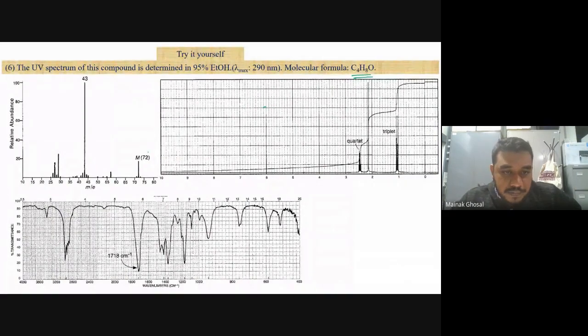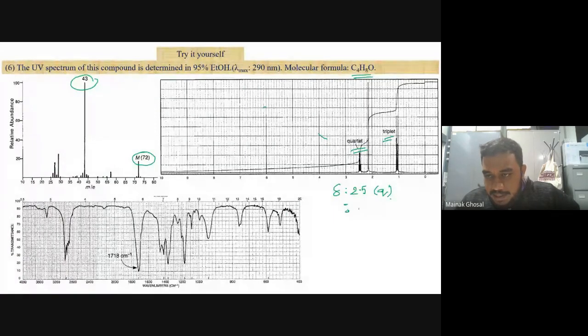C4H8O. This has a molecular ion peak at 72 and another peak at 43. In NMR, it is showing a quartet and also a triplet. The quartet is at almost 2.5. And also you can get a triplet at 1.1.